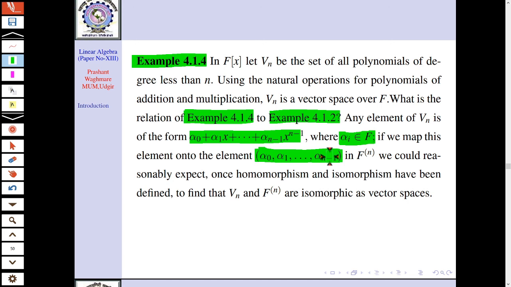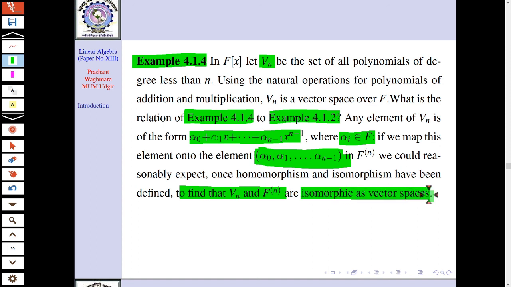That's why one can observe here that this Vn is isomorphic to F raised to n. As we know, F raised to n is a vector space, and the elements of F raised to n look like this, ordered n-tuples. So for each polynomial we have an ordered n-tuple, as well as for each ordered n-tuple I can write down one polynomial. So there is a one-to-one correspondence between Vn and F raised to n. That's why both of them are isomorphic as vector spaces.